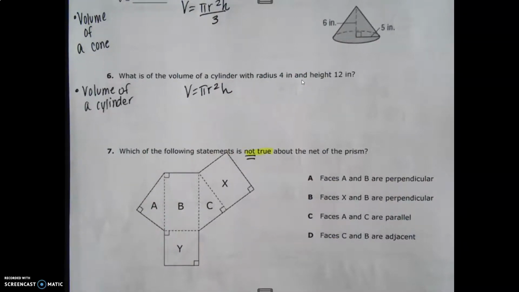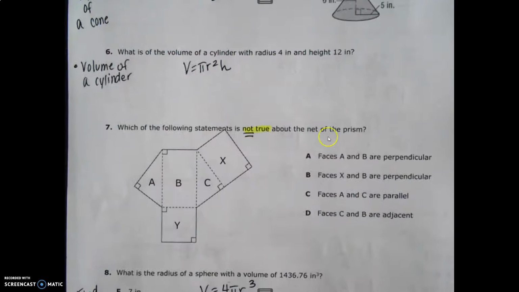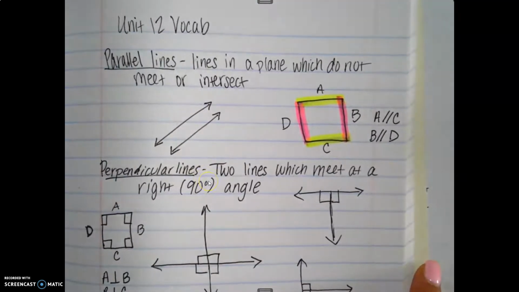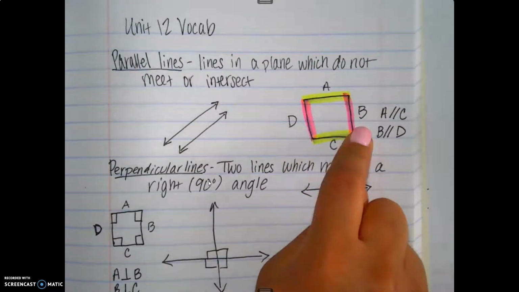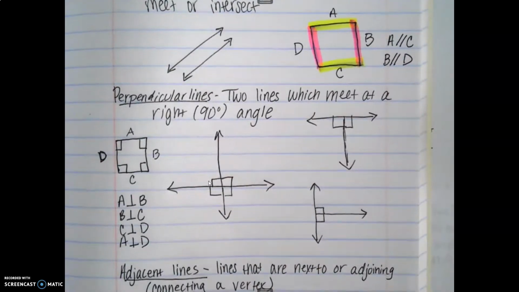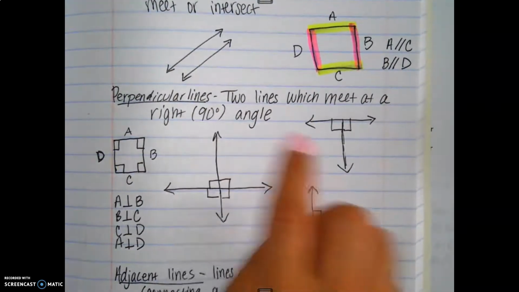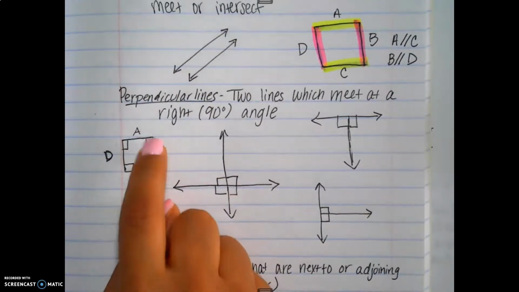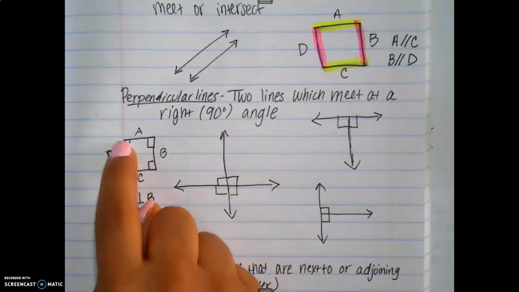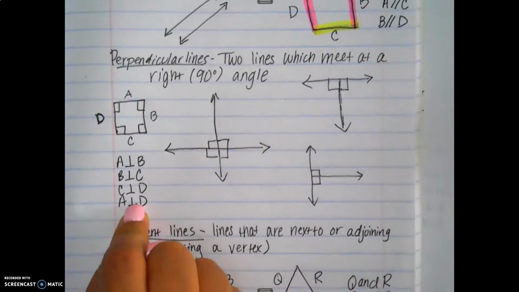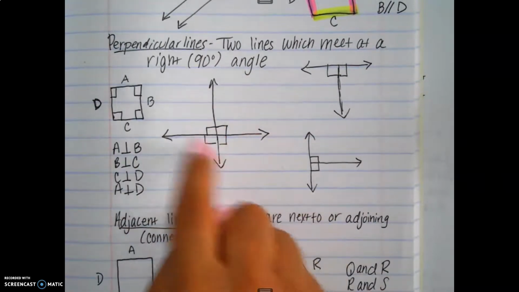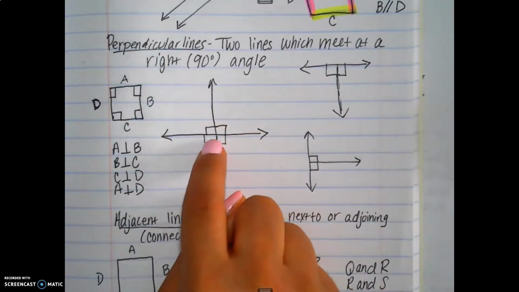Number 7. It says which is not true about the net of this prism here. All right, so let me show the vocab again. Parallel is whenever lines in a plane do not meet or intersect. So A and C are parallel, D and B are parallel. Perpendicular means 2 lines that meet at a right or a 90-degree angle. So in a square, A and B, B and C, C and D, and D and A are perpendicular to each other because they meet and they make a 90-degree angle. All right, same for lines. If they meet and make a 90-degree angle, they are perpendicular to each other.